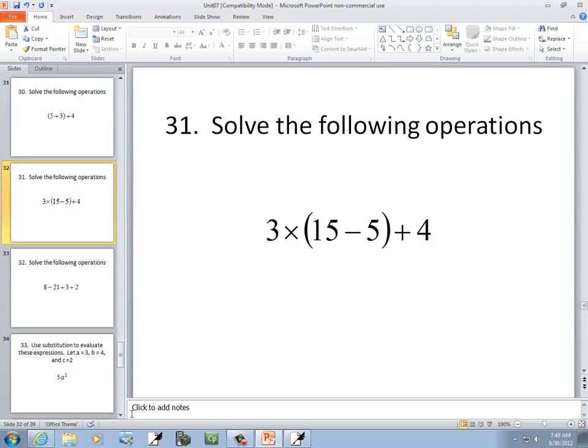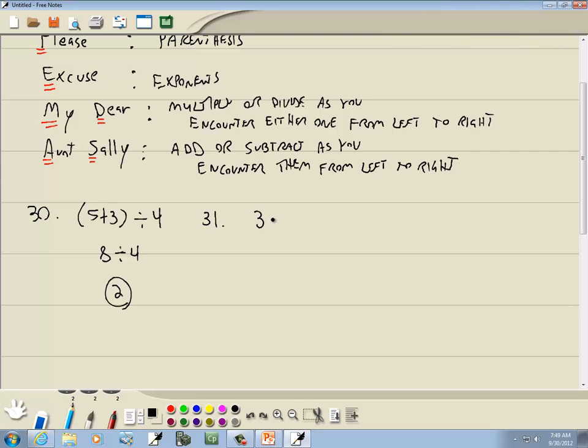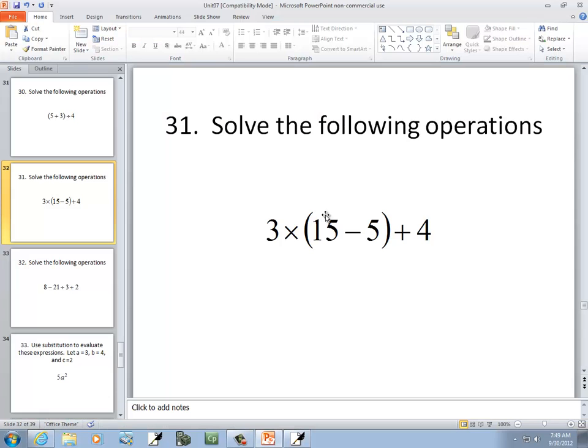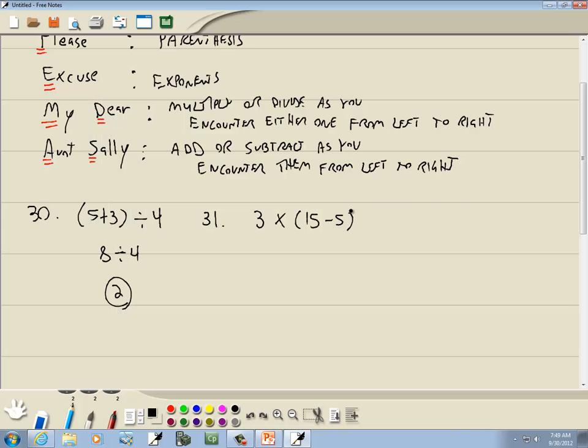Let's take a look at this one. We got 3 times 15 minus 5 in parentheses, plus 4. Please excuse my dear Aunt Sally. That says do what's inside the parentheses first. So I'm going to have 3 times, 15 minus 5 gives us 10. Now carry down everything else. Now those parentheses I dropped because they're not doing anything anymore.